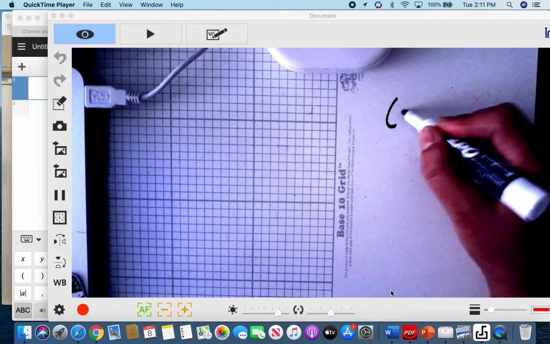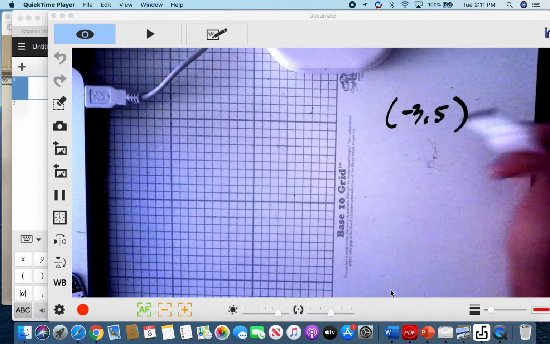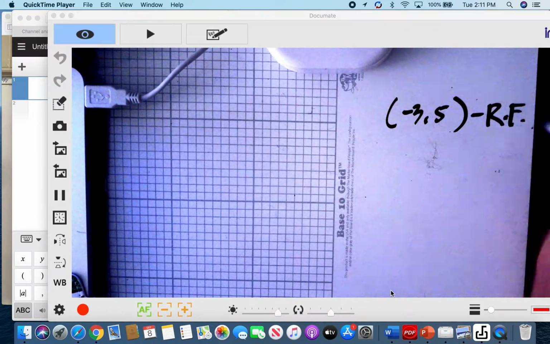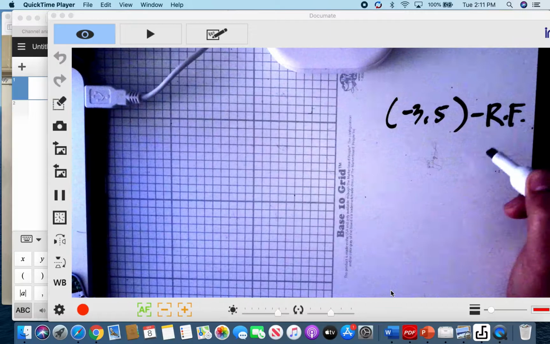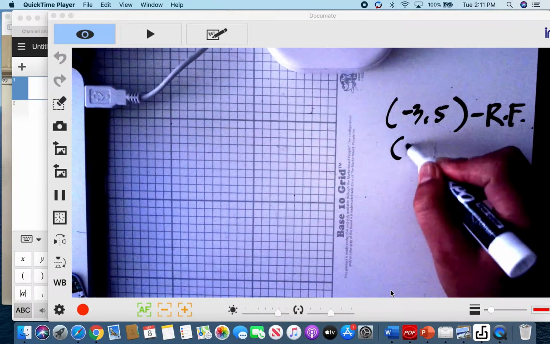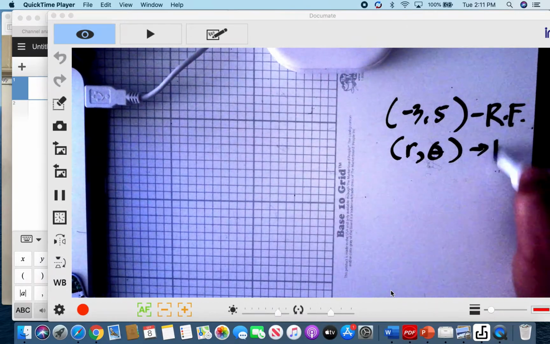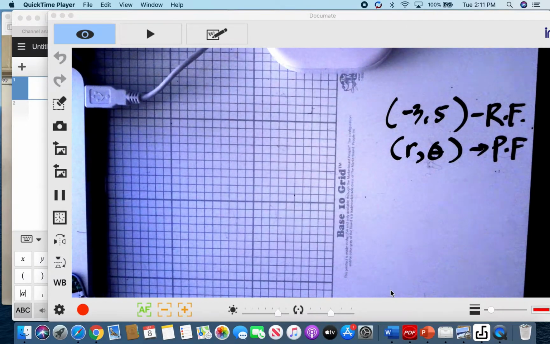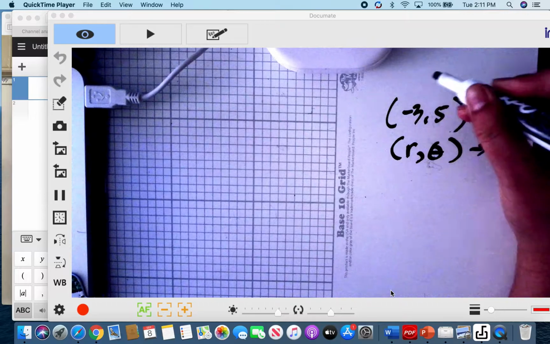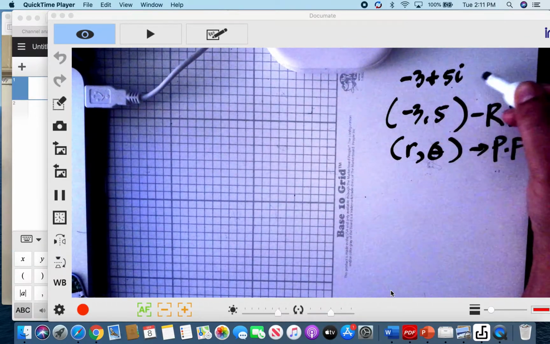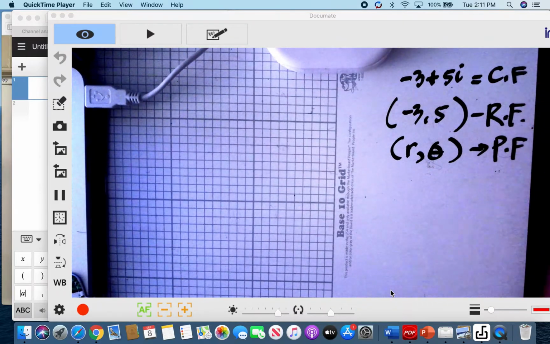a negative 3 and 5. And of course, we know that this is a rectangular form. I would like to put it in the polar form, and the polar form is written as r theta. So this is the polar form. We know already that the complex form of this is negative 3 plus 5i. So this is the complex form.